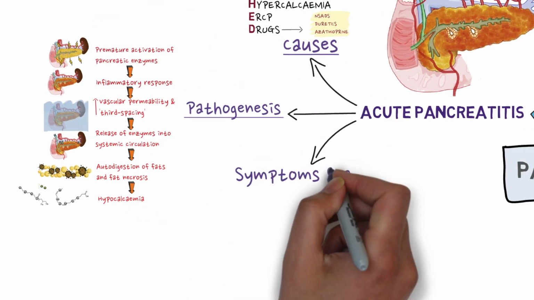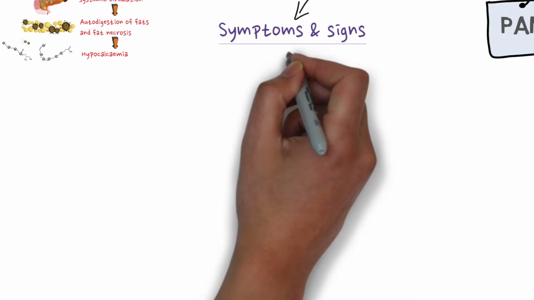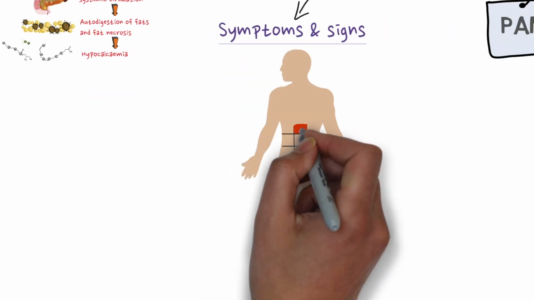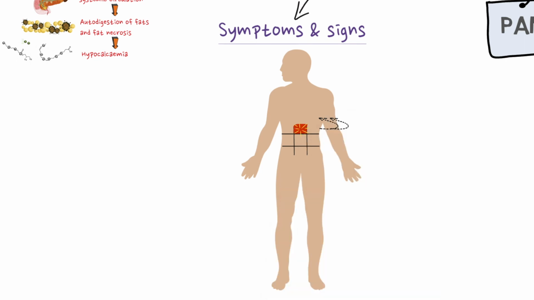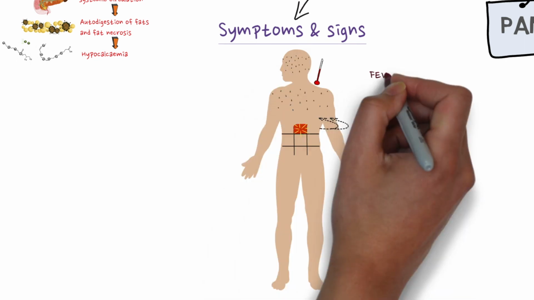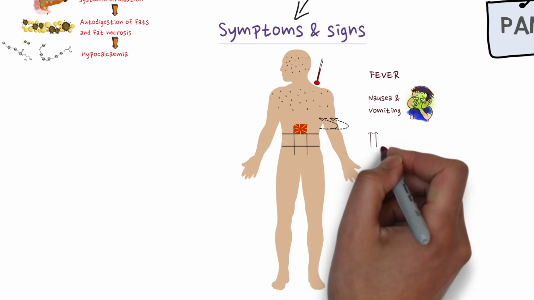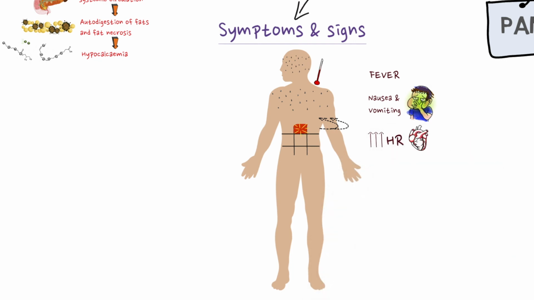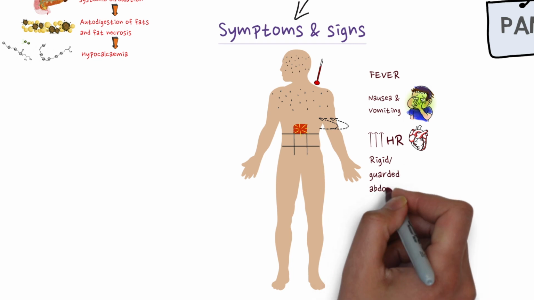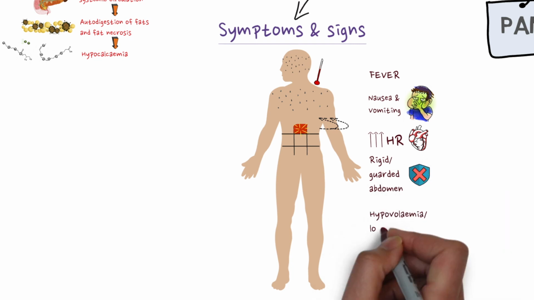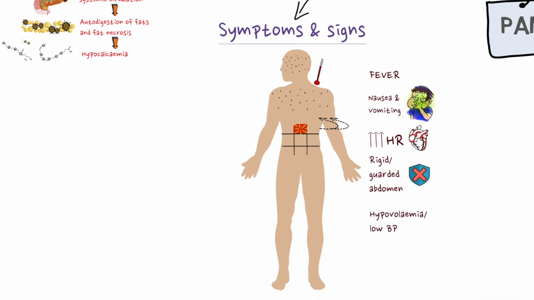With regards to signs and symptoms, the patient will classically have sharp epigastric pain that radiates around to the back, an associated fever, associated nausea and/or vomiting, tachycardia, potentially a rigid and guarded abdomen, and hypotension due to third spacing of fluid.